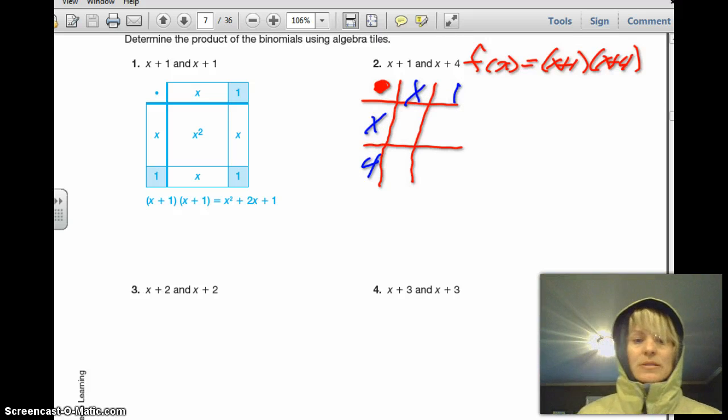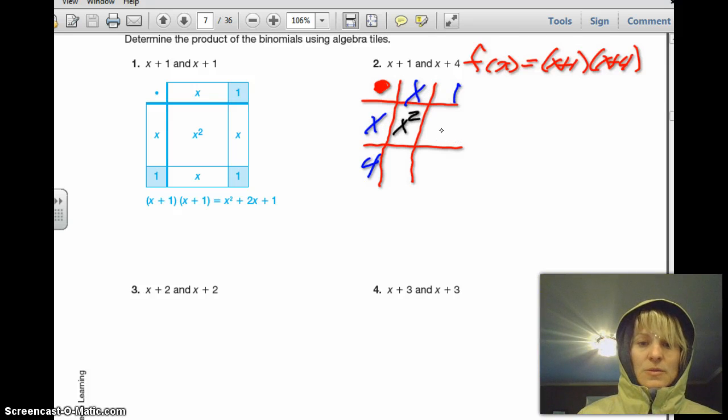Okay. So basically, for each box, you're going to multiply the column and the row. So for this box, x is above it and x is to the left of it. So we multiply x times x, which would give me x squared. This box, I have 1 and x. So I'd multiply 1 times x. This box, I have x and 4. So 4 times x is 4x. And this box, I have 4 times 1, which would give me 4.